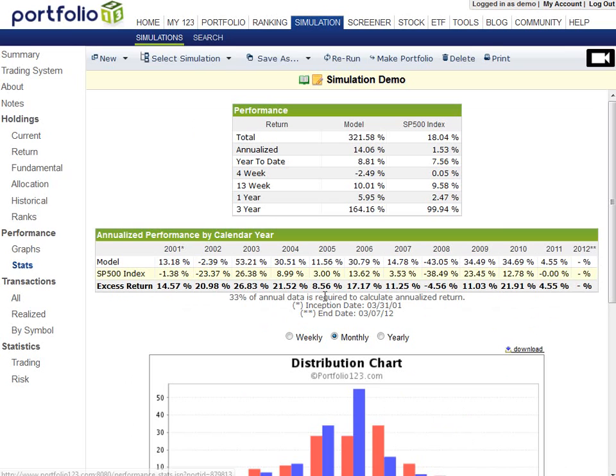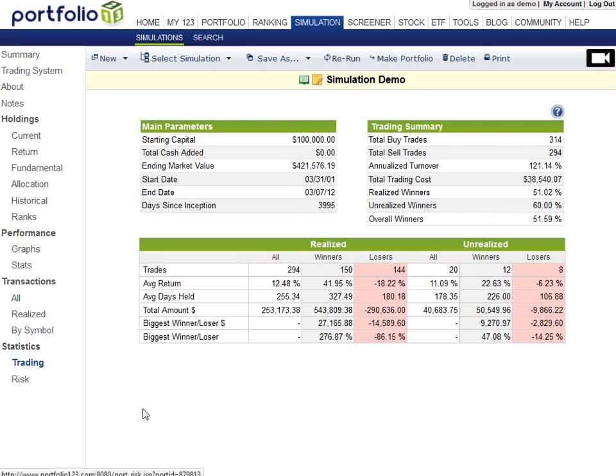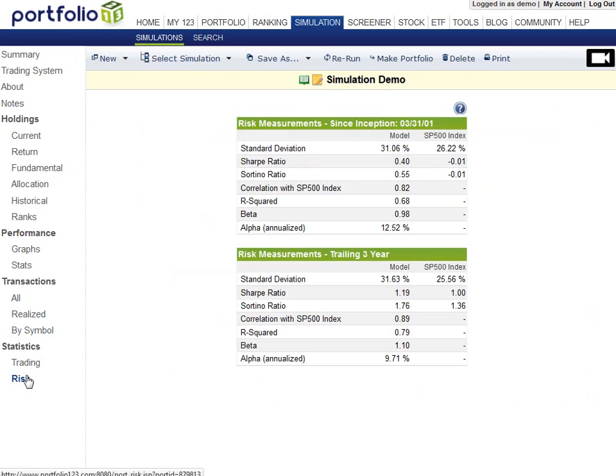more detailed performance statistics, and this is particularly interesting to our users. You can see every single transaction executed by the simulator since the inception: buys, sells, and dividend receipts. Of course, all of this can be downloaded into Excel. 993 transactions so far is a lot. And you can see statistics relating to the trading performance, winners, losers, etc., and various risk metrics: alpha, beta, R-squared, Sharpe, Sortino, etc. So anyway, this is a very general introduction to simulation.